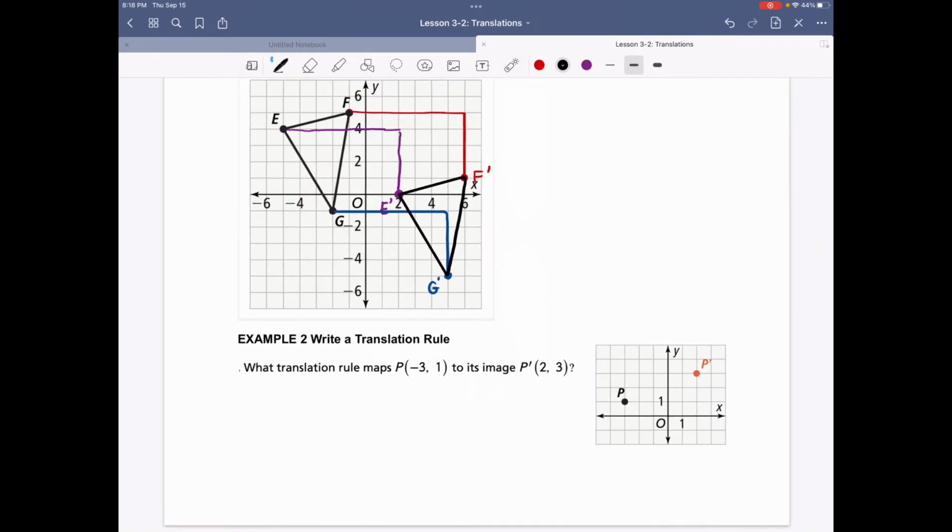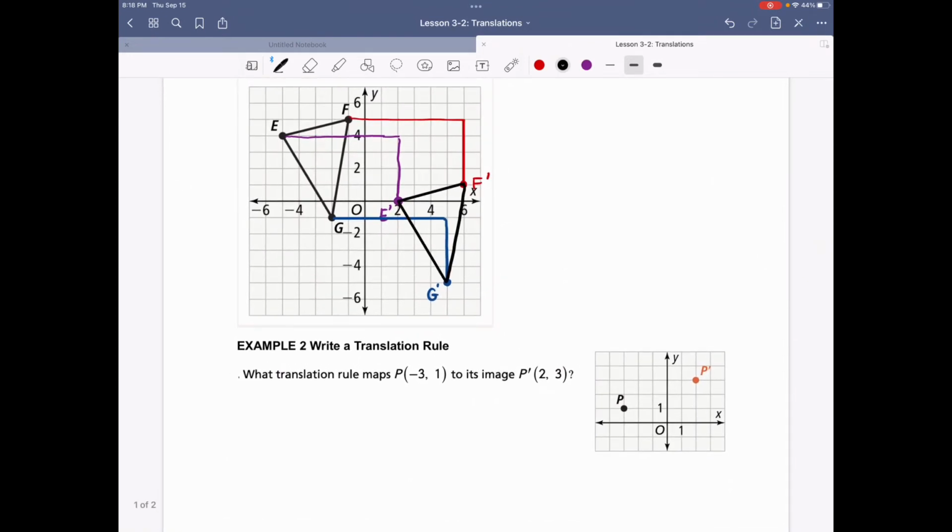For example 2, it asks us to write a translation rule. What translation rule maps P(-3, 1) to its image P prime (2, 3)? So to get from P, we are going to go right, and then we're going to go up. So we went right 5, +5, and we went up 2.